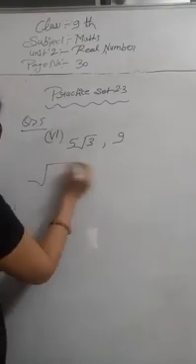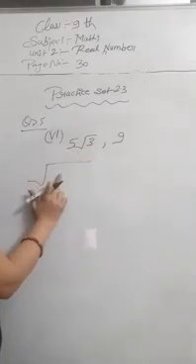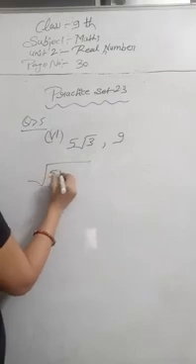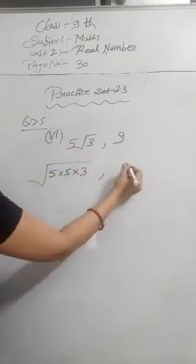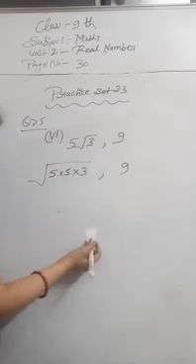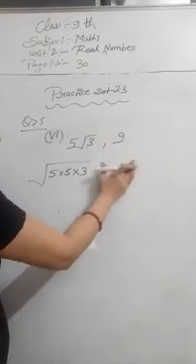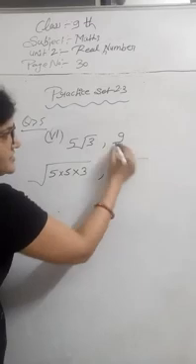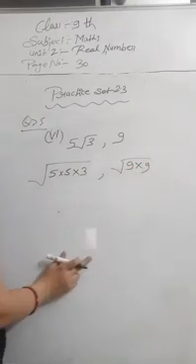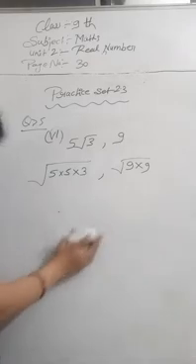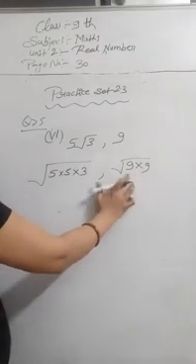First we will put this 5 outside in this root. So 5 multiply 5 multiply 3. Okay, now here is 9. So 9, we can write this 9 like this, root 9 multiply 9. Clear? We can write this 9 like this.